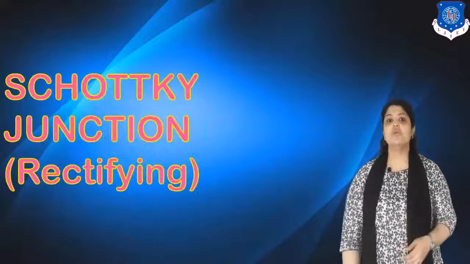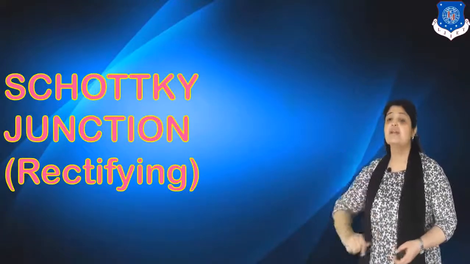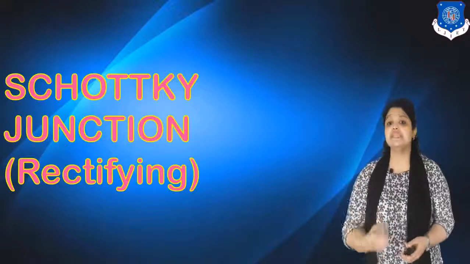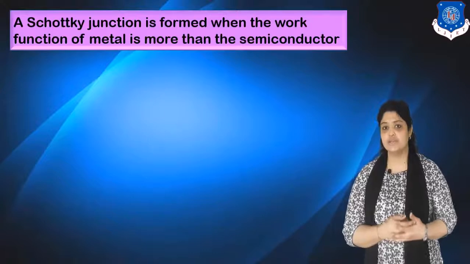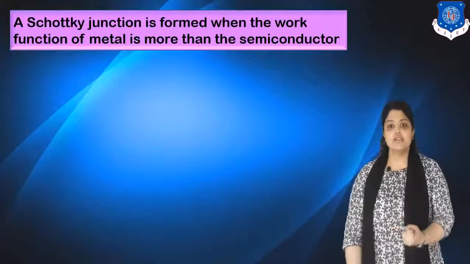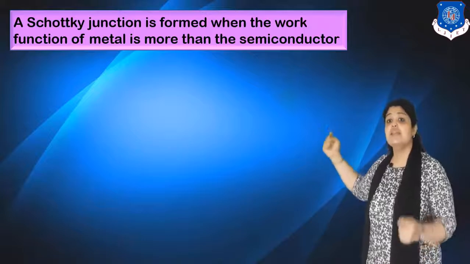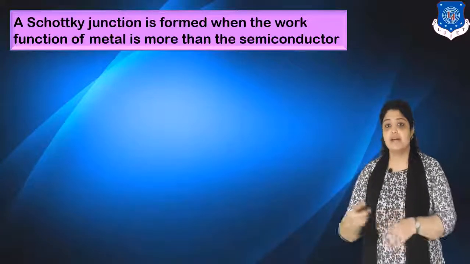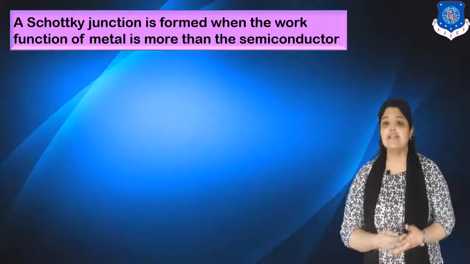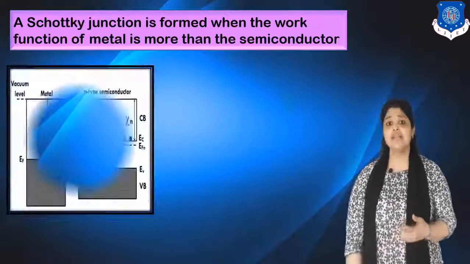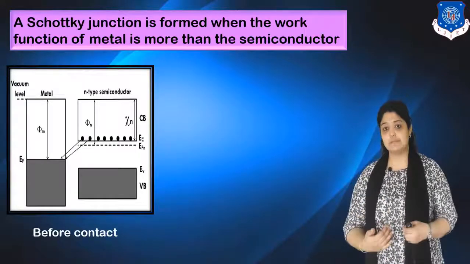So now let's start with the first type of junction, that is the Schottky junction, in detail. Now this particular junction is known as a rectifying junction. Let's see why it is known as a rectifying junction. So what is a Schottky junction? It is formed when the work function of metal is more than the work function of semiconductor. And this was the condition which we have just seen, phi m is greater than phi semi. Next, this is how a Schottky junction is explained.